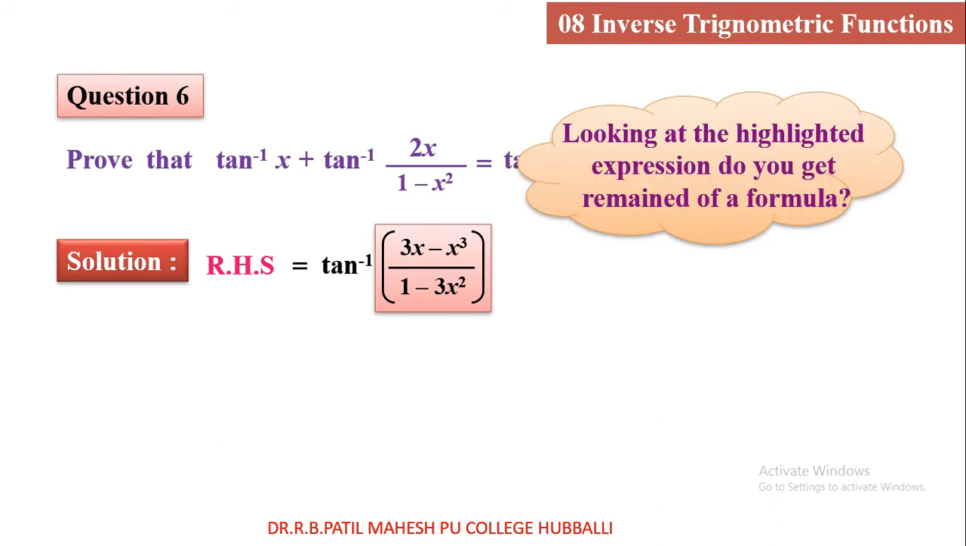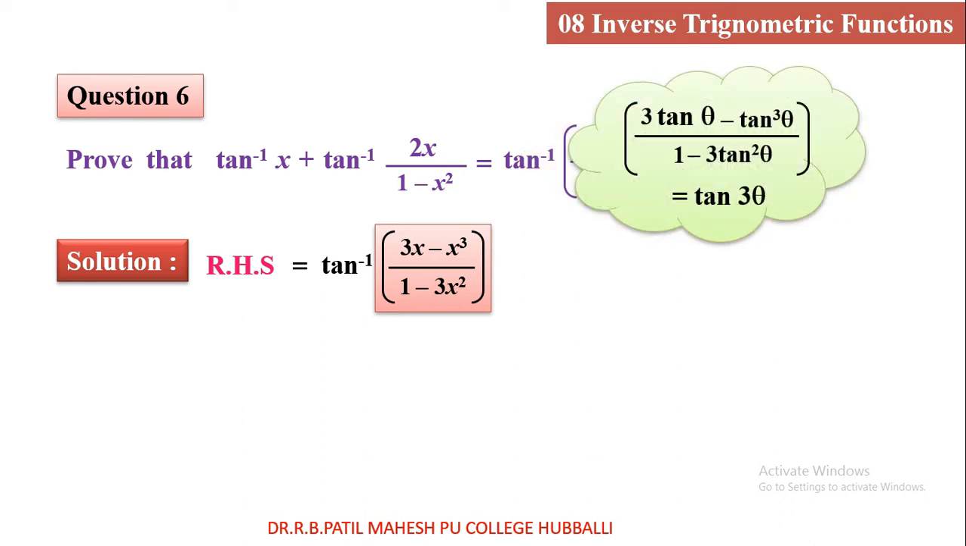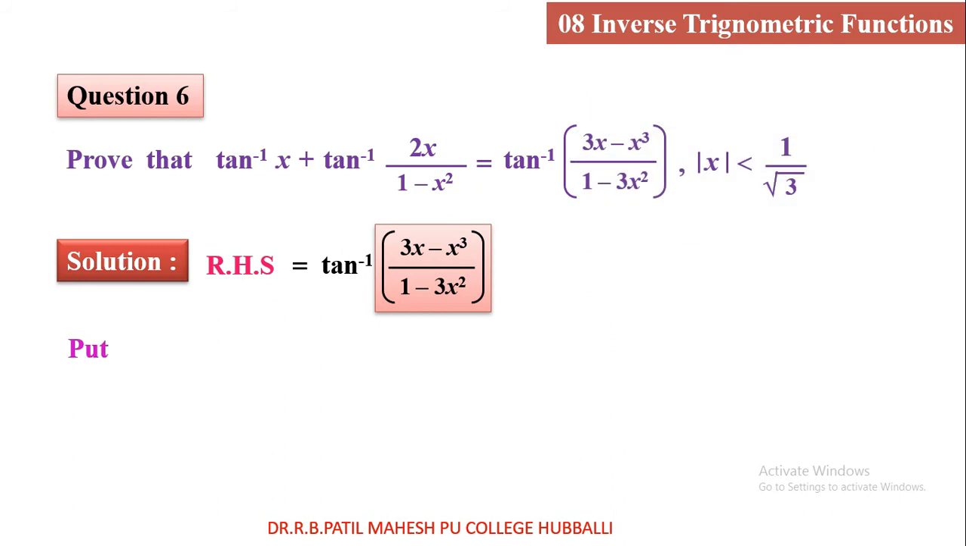Looking at the highlighted expression, do you get a remembered formula here, students? Definitely. So 3 tan theta minus tan cube theta upon 1 minus 3 tan square theta, you get, that is tan 3 theta. To have that, we are going to make a substitution, that is put x equal to tan theta, then theta will be tan inverse x.